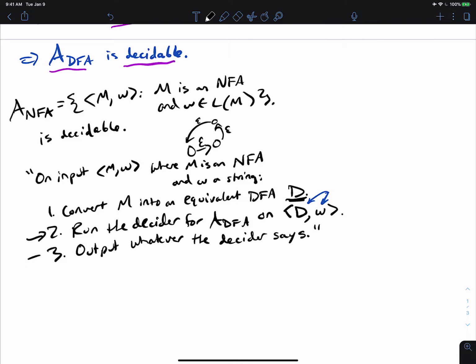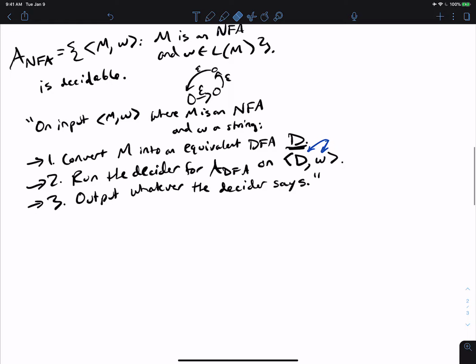Well, steps 2 and 3 are pretty easily shown to run in a finite amount of time because we made a decider, so it can't run forever. And step 3 obviously takes a finite amount of time. Step 1, well, that takes a finite amount of time because if I had n states for the NFA, I only have 2 to the n states for the DFA. A lot of states, but still only a finite number. So each of these runs in a finite amount of time. So what we can deduce from this is that A sub NFA is decidable.